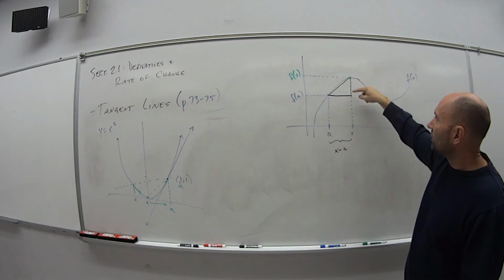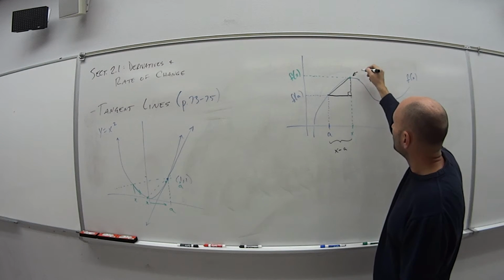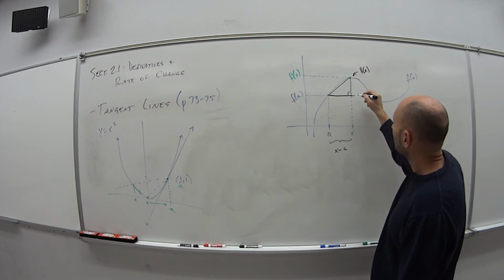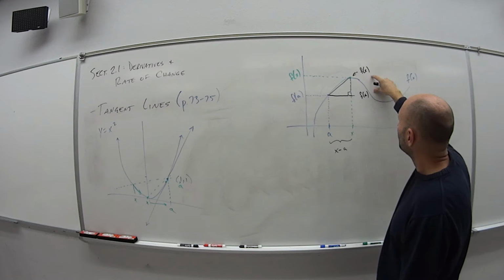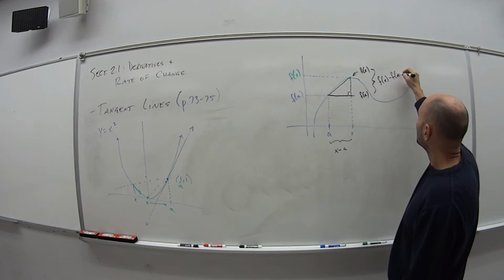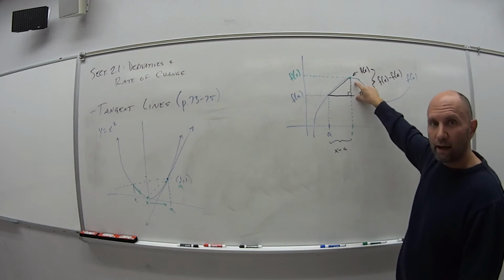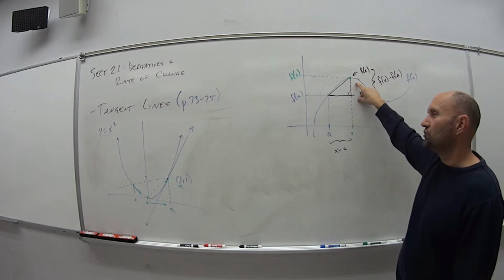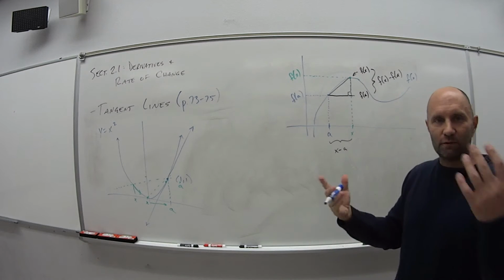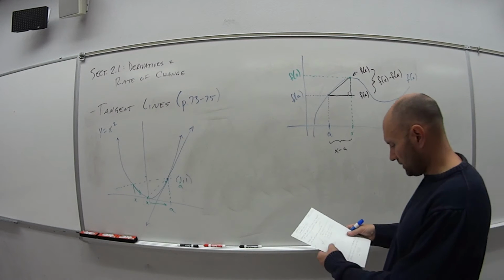What's the height of the leg of this triangle here? Well, it's this point, which is f of x, and this point here is f of a, so the total height of this side of the triangle is f of x minus f of a. And what does that give us? It gives us rise over run, change in y over change in x, which is what? That is our slope. So that's how we come up with the formula.